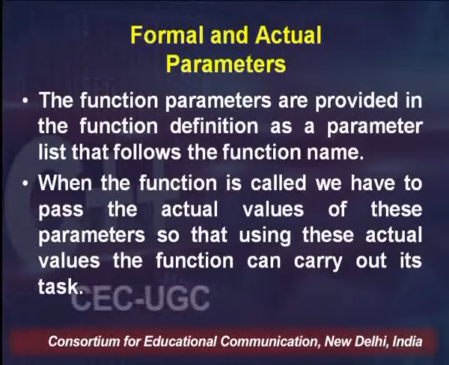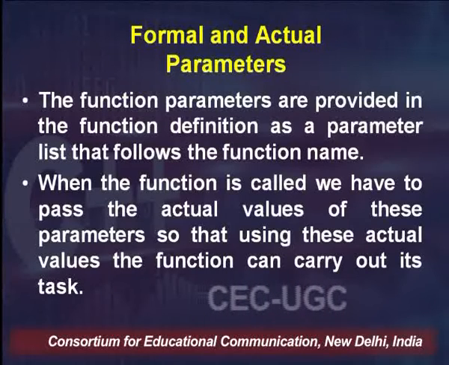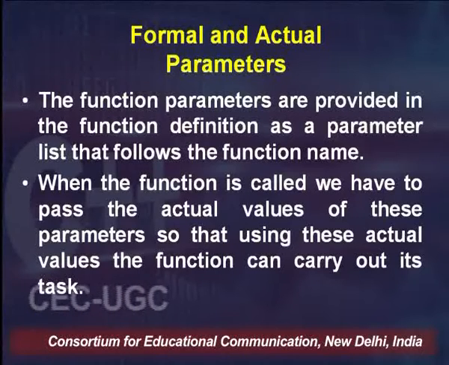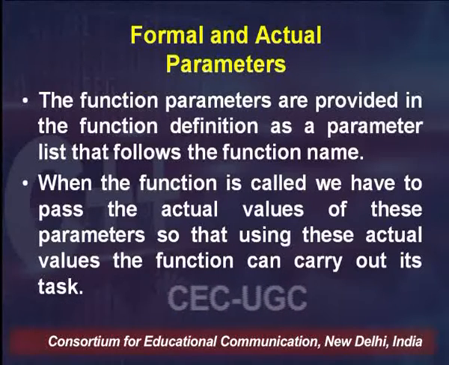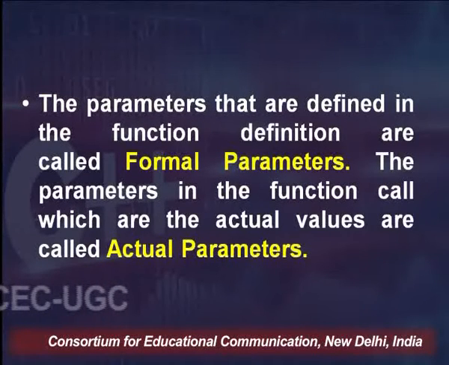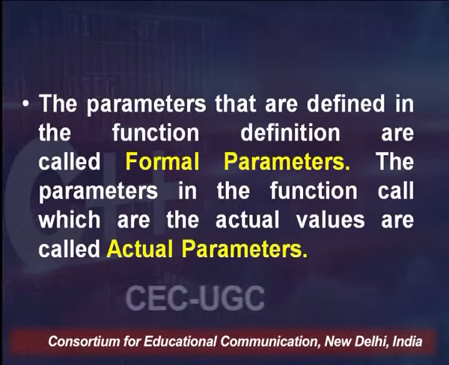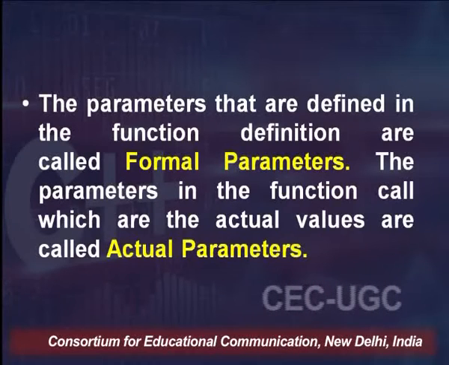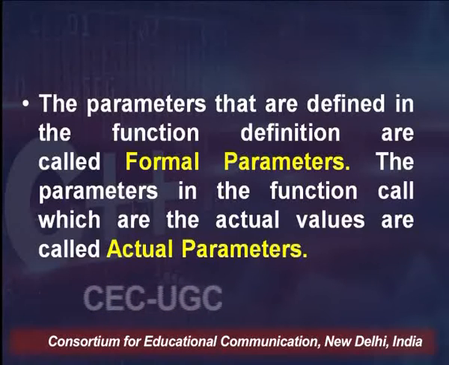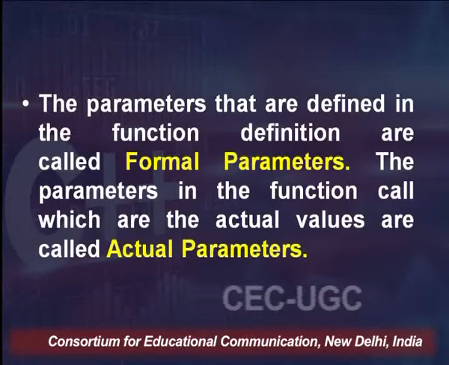When we have the function definition, we define the function. But when the function is called, we have to pass the actual values of these parameters, so that using these actual values the function is able to carry out that particular task. So parameters defined in the function definition are called formal parameters, and the parameters in the function call, which are the actual values being passed, are known as actual parameters.